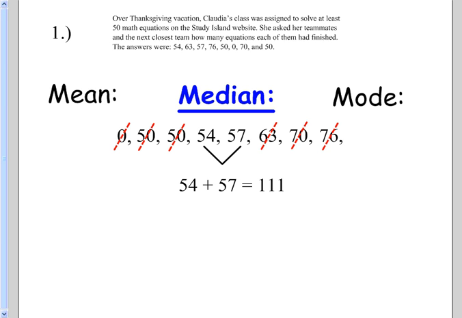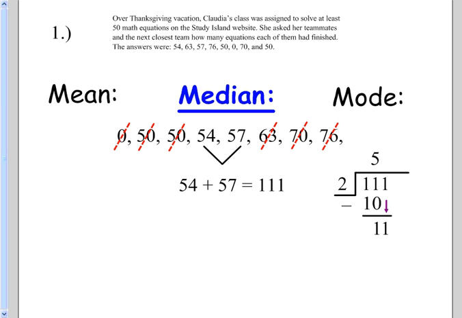But what we can do with that 111 is to take and divide it in half. Divide it by 2, because we had two numbers, 54 and 57, that we added together. If we divide it by 2, we're going to find out what's exactly in the middle of those two numbers. We can't divide 2 into 1, but 2 does go into 11 5 times. 5 times 2 is 10, with 1 left over. And we can bring down the 1 next to that.